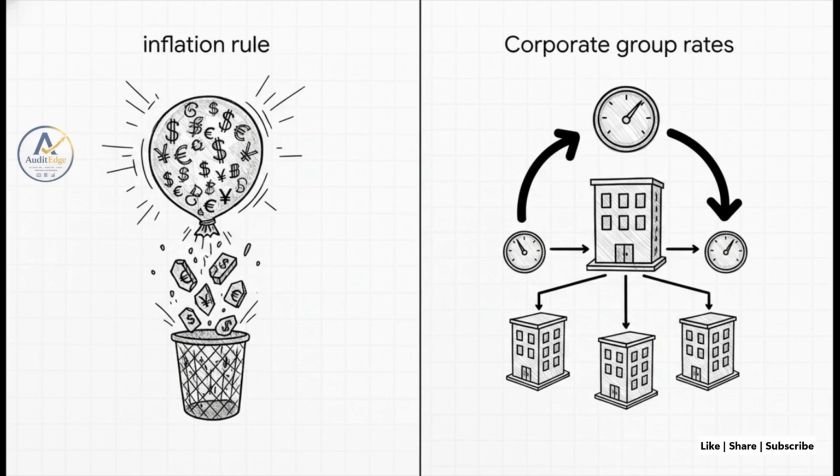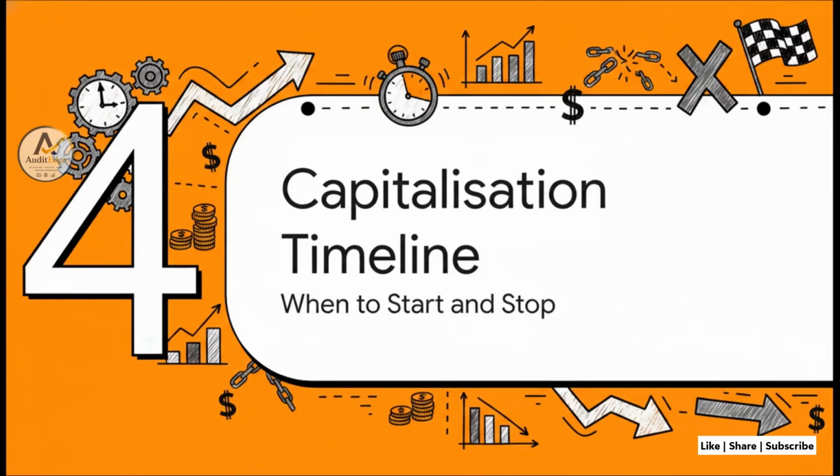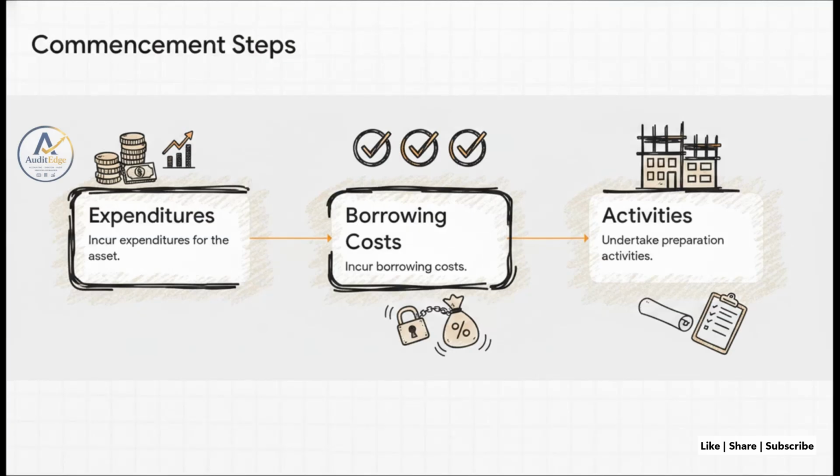In other cases, it's actually more appropriate for each individual subsidiary to use its own distinct borrowing rate. All right, Section 4, the capitalization timeline. So, we know what to capitalize and how to calculate it. But now we really need to understand the chronological journey.